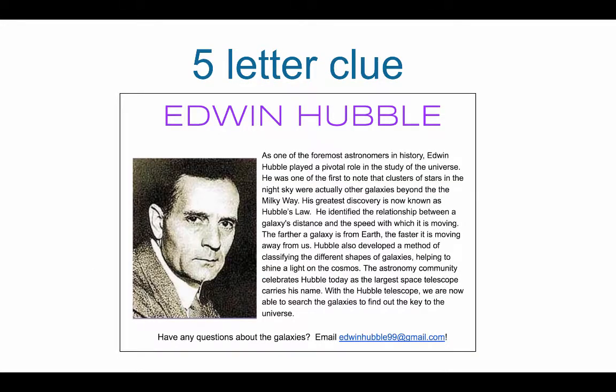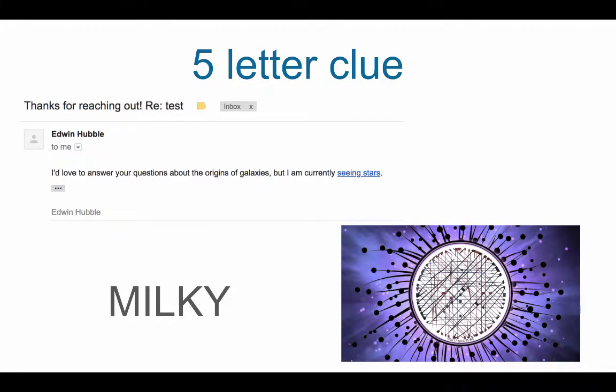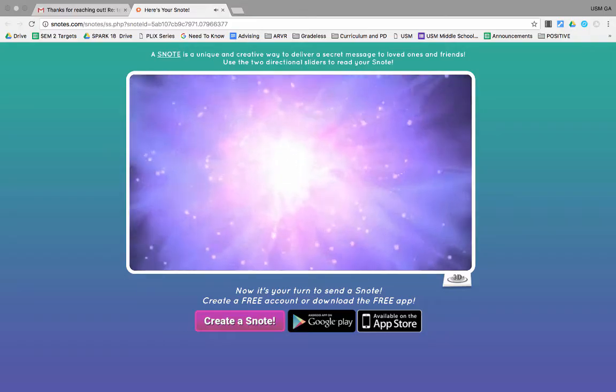For the 5-letter clue, players will see this note about Edwin Hubble, giving some background about the pivotal astronomer in the study of galaxies. The key here is, do they have any questions about galaxies? When they email Edwin Hubble, they will get this response: that Edwin Hubble would love to answer the questions about the origins of galaxies, but he is currently seeing stars. That link, Seeing Stars, will send players to a SNOTE.